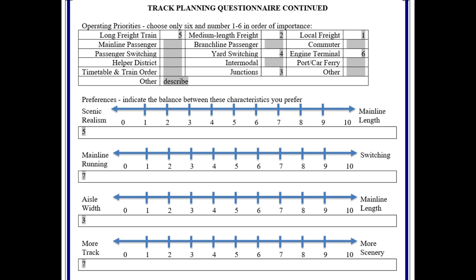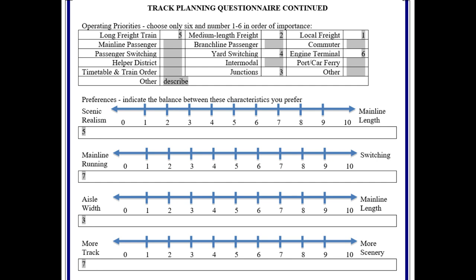As I continued with the questionnaire, it talked about operating priorities and picked the top six out of about 15 different priorities here. And the number one and two were medium length freights and local freight. Junctions were also a big thing for me, but the other items such as yard switching, engine terminal, long freight trains, they're not on my priority of things that I want to achieve with this layout.